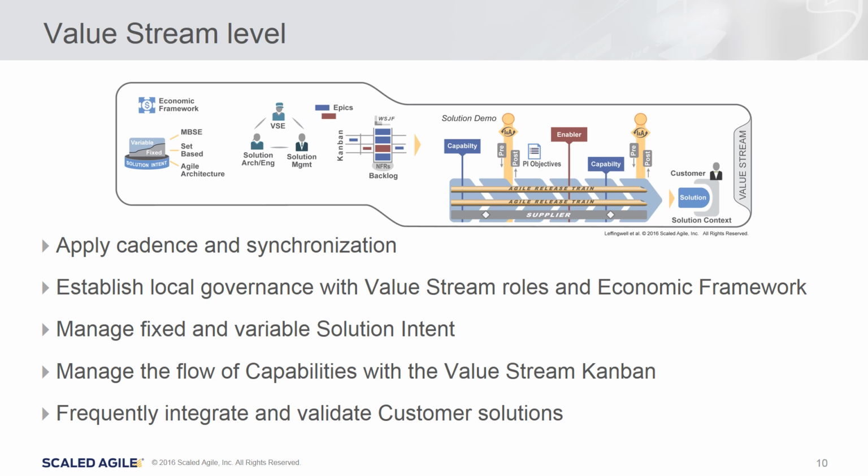So now we can introduce the notion of the solution itself. Earlier we had said that stories and features were all we used. We didn't talk about them much, but we weren't overly concerned about that. But now, we really do have to know exactly what this system does at all times. And we manage the flow of capabilities within the value stream Kanban, similar to the portfolio Kanban. And again, we integrate frequently, delivering continuously. We frequently integrate and then validate customer solutions.